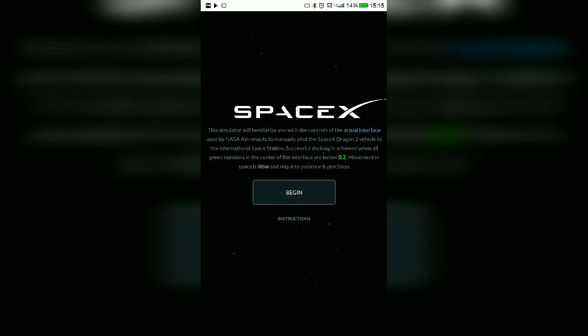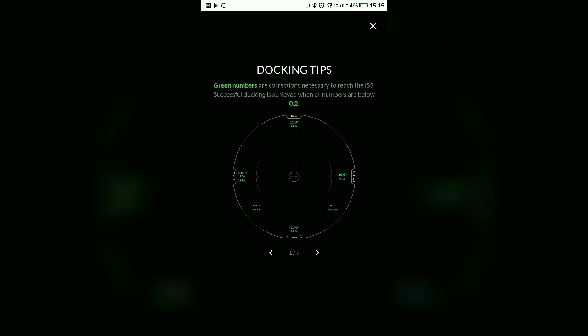So this is the interface which we are going to use. There are three concentric circles as visible on the screen. The central dot, which is present inside the smaller circle, has to be aligned with the dot at the docking point in the simulator.